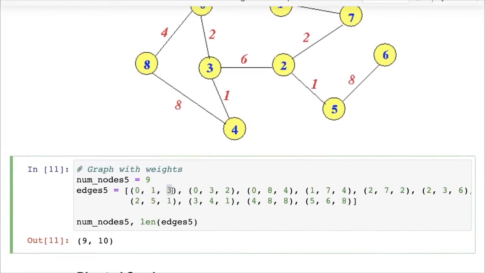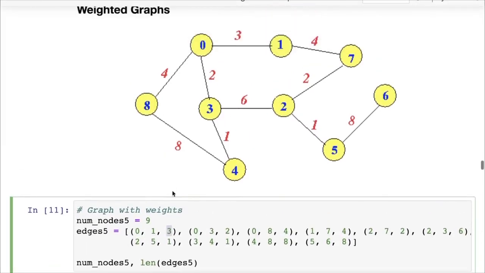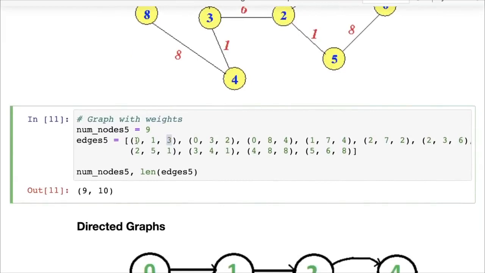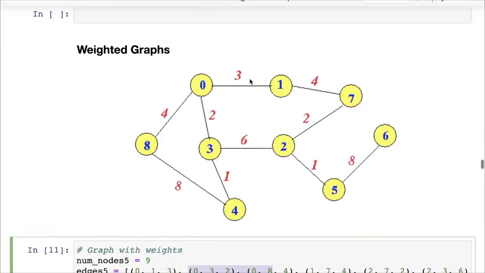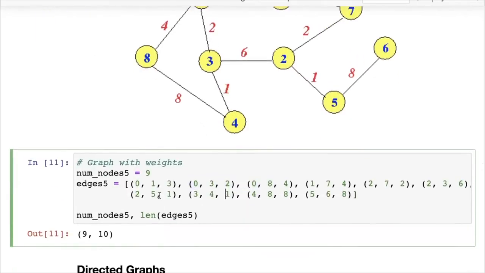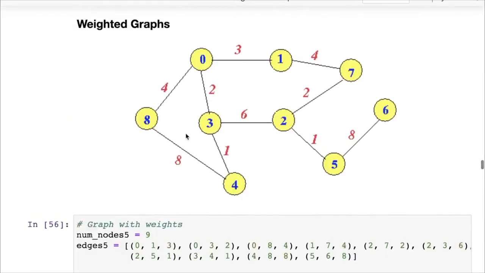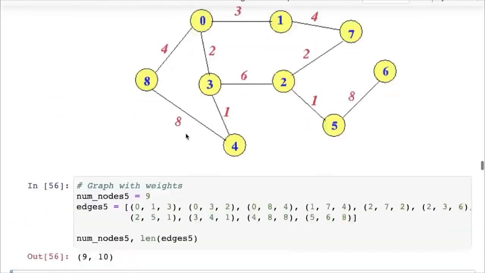And then the last element of the list, or the third element of the list, tells you if it is weighted, if there is a weight associated with the edge. Okay. So you have 0, 1, 3, and then you have 0, 3, 2. So 0 is connected to 3 and it has a weight 2, and so on. And you can verify that there are 10 edges here, and these are the 10 edges with the 10 weights. So that's one variation that we see in graphs.